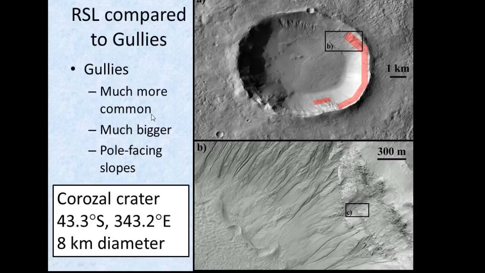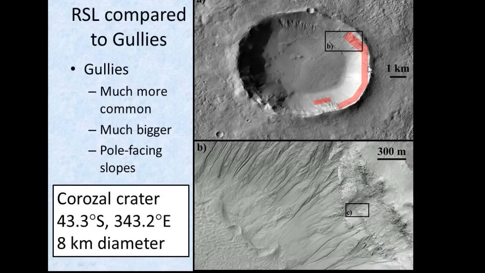So now one of the big questions is, how do these RSLs compare to gullies? If you remember, around 2000, gullies were found on Mars. People thought they showed that liquid water had flowed there in the last 5 million years or so. So these are the gullies. These are always on pole-facing slopes, while the RSL are on more equatorial-facing and more west-facing slopes.